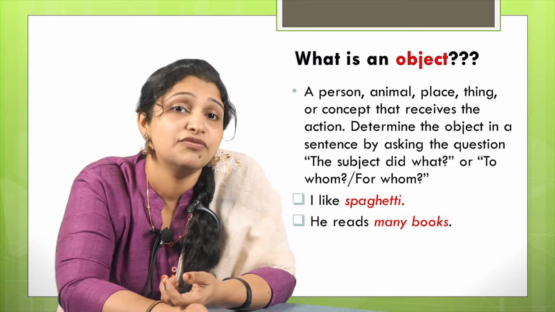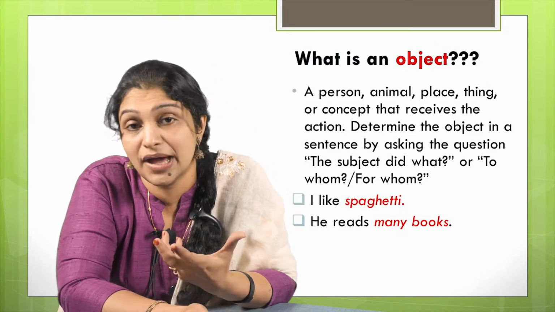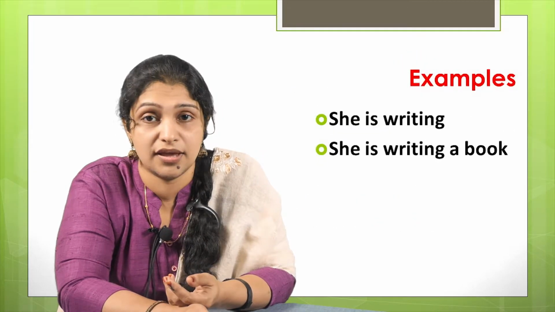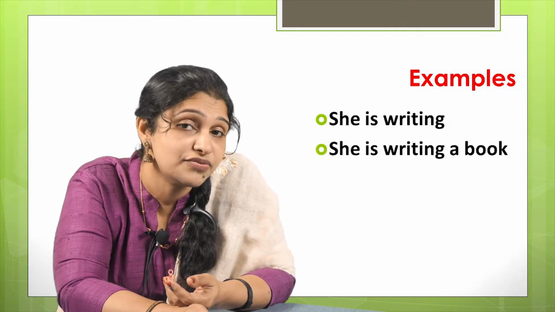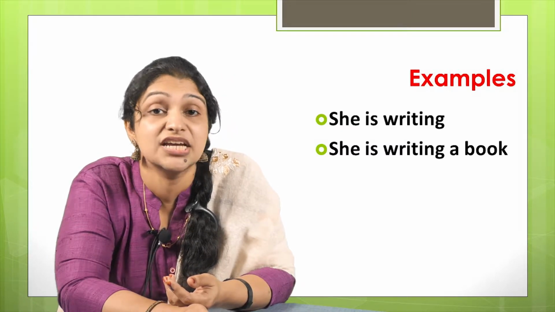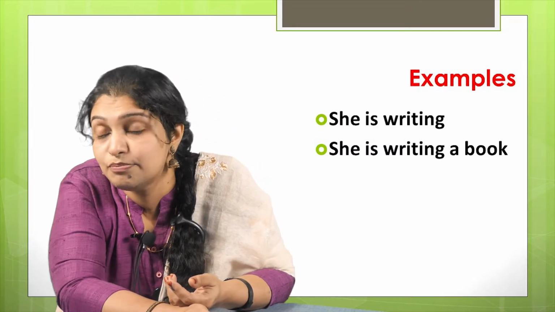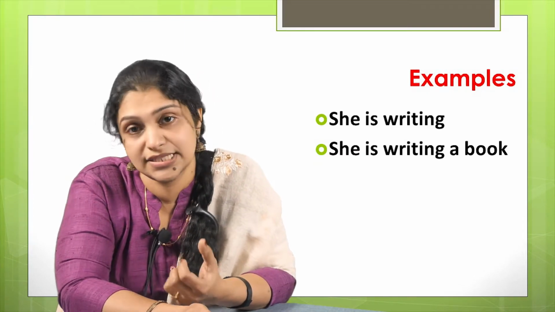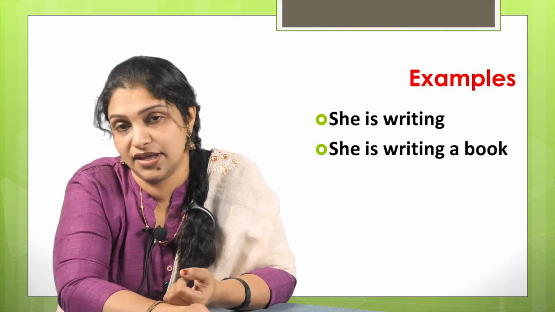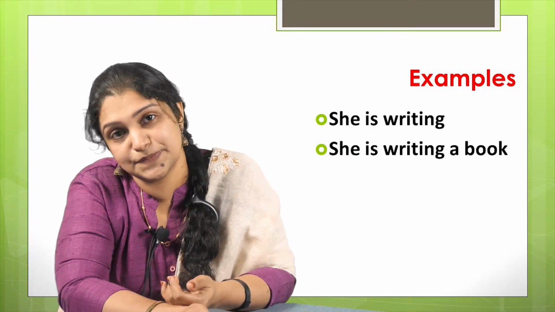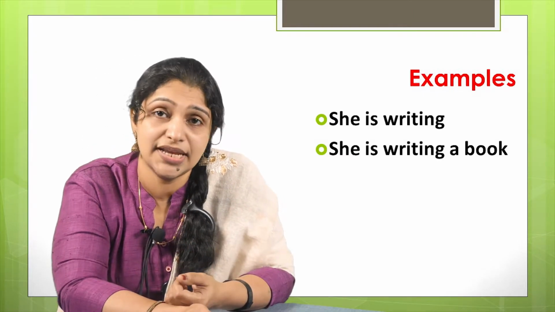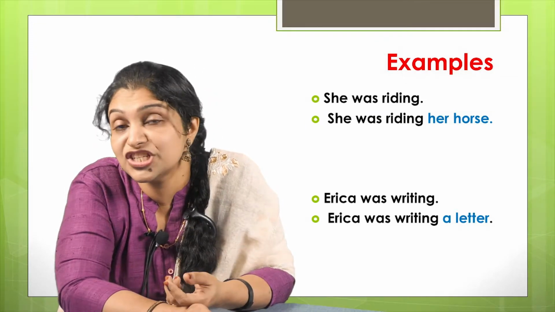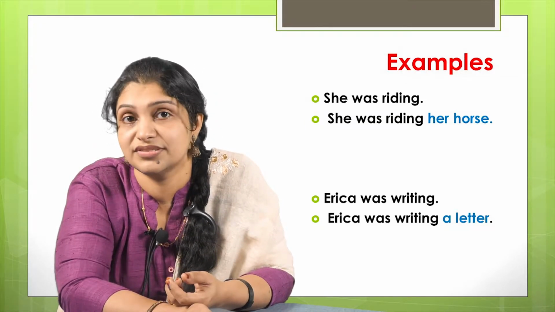For example, if you want to talk about what someone is doing, you might say that she is writing. She is talking. But if you want to talk about the point of the activity, you might say that she is writing a book. She is writing, and she is writing a book. You are more specific in the second sentence. She was riding. She was riding her horse. So what was she riding? She was riding her horse.